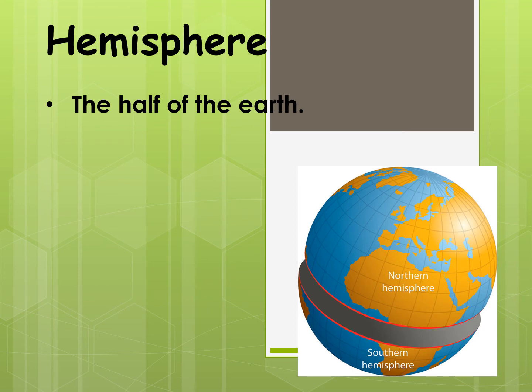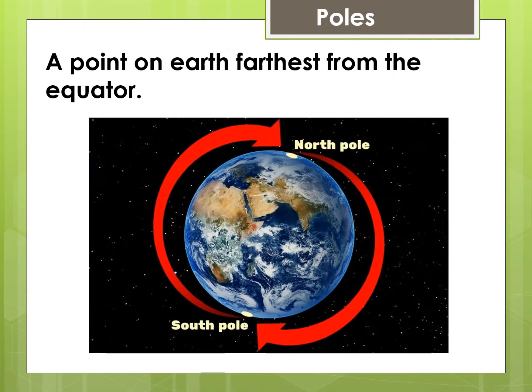Next, we will move to hemisphere. Hemisphere means the half of the earth. Okay, I want to also emphasize here that the top part is called the northern hemisphere and the half which is below is called the southern hemisphere. Poles. A point on earth farthest from the equator is known as a pole. So the top part again is known as the north pole, and the pole below, which is the opposite of north, is called the south pole.